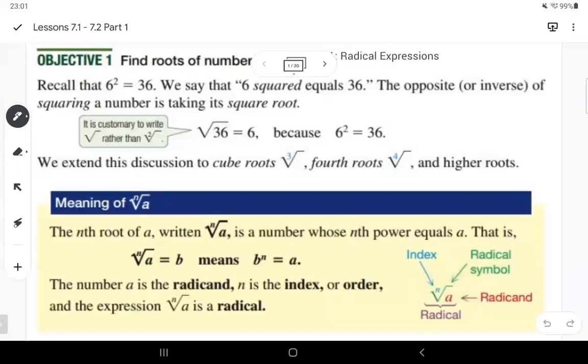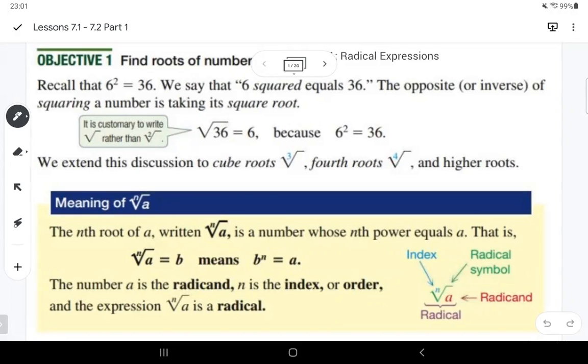Okay, so for this lesson, we're going to talk about radical expressions. It's the first lesson, 7.1, under chapter 7, which covers roots, radicals, and root functions. The objectives we're going to cover are find roots of numbers, find principal roots, find nth roots of nth powers, and use a calculator to find roots.